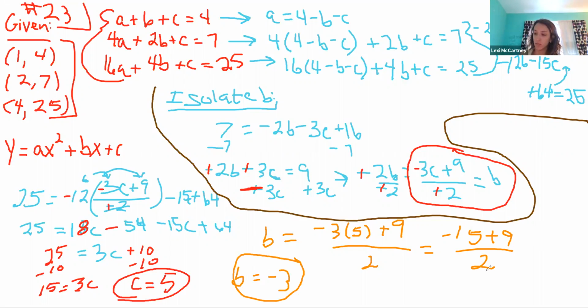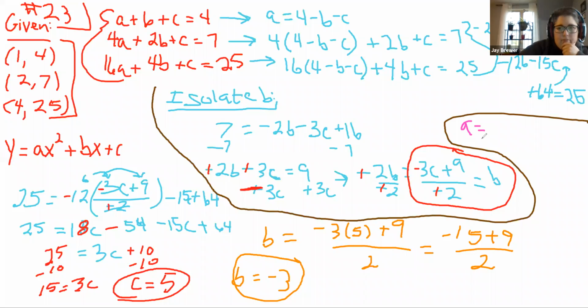Okay. And then last one, we're going to plug in for our A. A was 4 minus B, which is a negative 3, so we're going to add it, minus C. So A equals essentially 7 minus 5, so A equals 2. Is that your final answer, or do you have one more step?